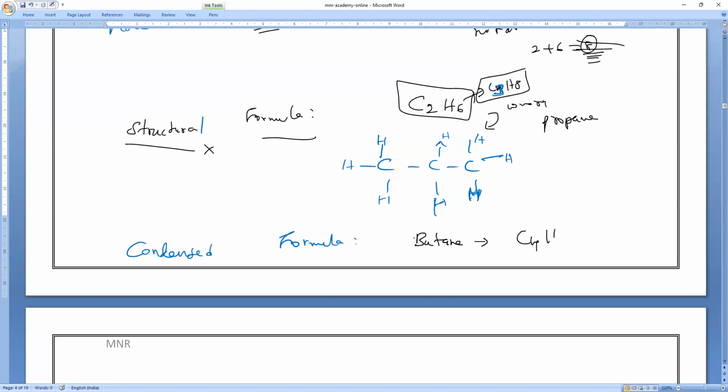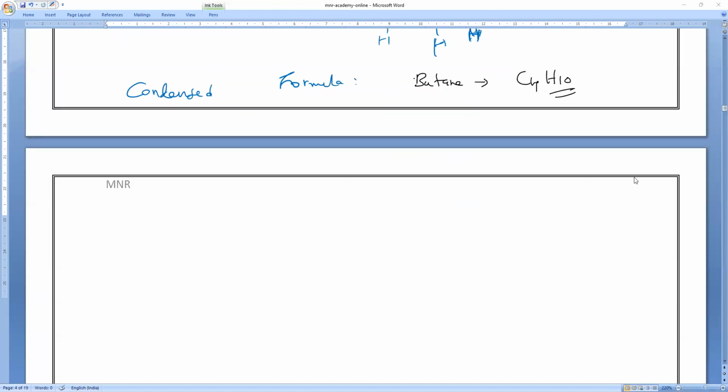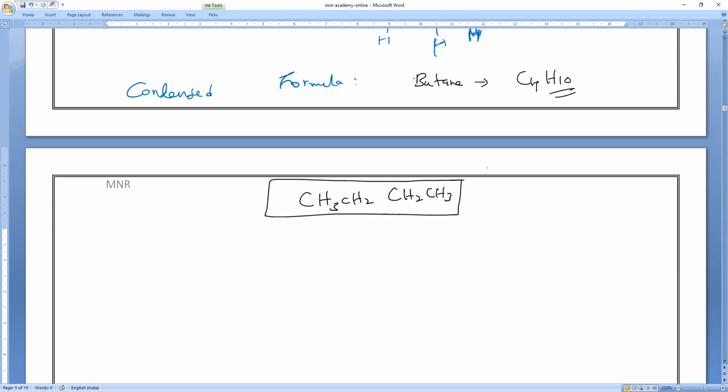So take butane, for example. What is the molecular formula, everybody? C4H10. So what is the condensed formula? Basically CH3, CH2, CH2, CH3. This is the condensed formula. How can you write it? Only with practice.